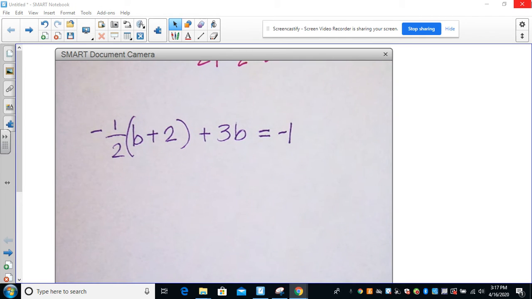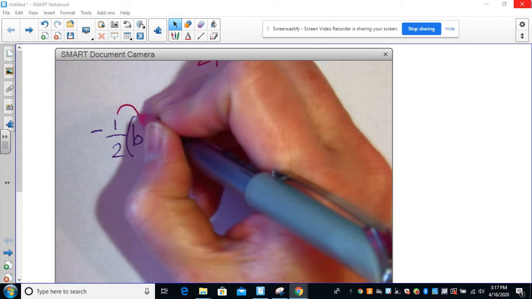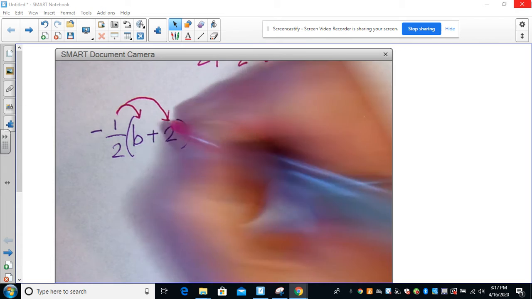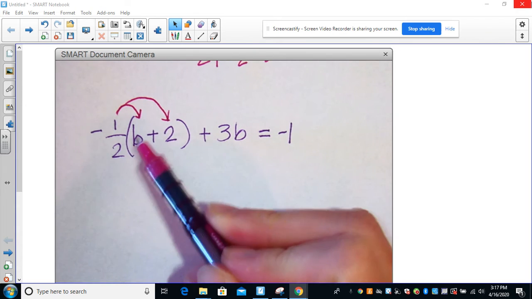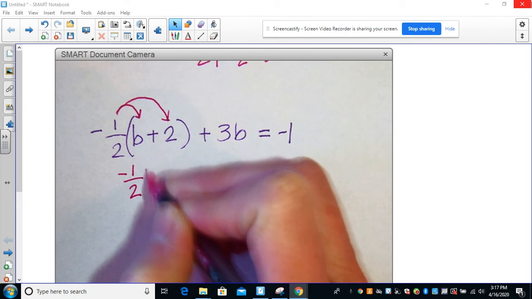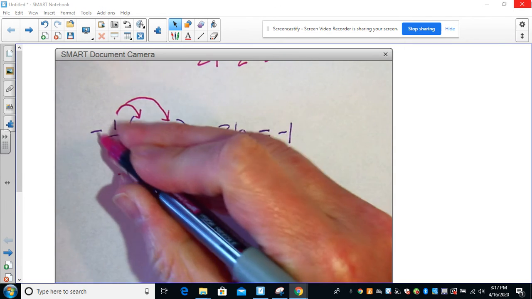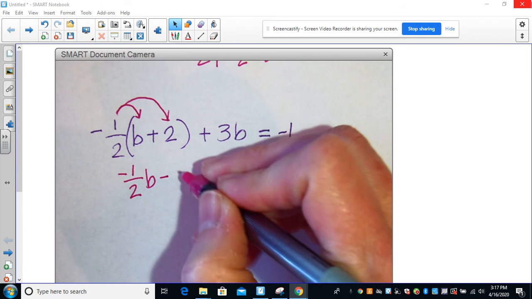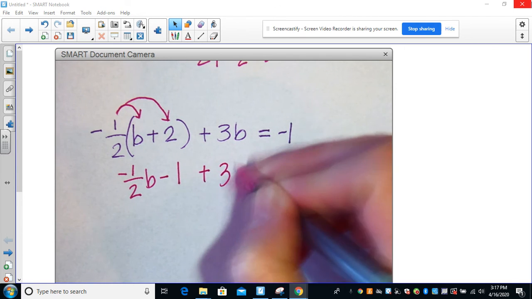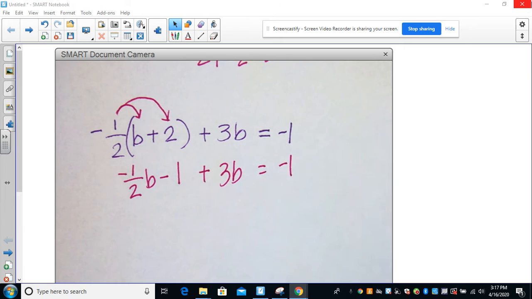And we've thrown in some parentheses and a fraction. So again, don't panic. Let's do the distributive property first. So this is a -1/2 times b, which is just -1/2 b. And then what is half of 2? Half of 2 is 1, and since it's a negative with a positive, it's going to be a -1. Now bring down the rest.